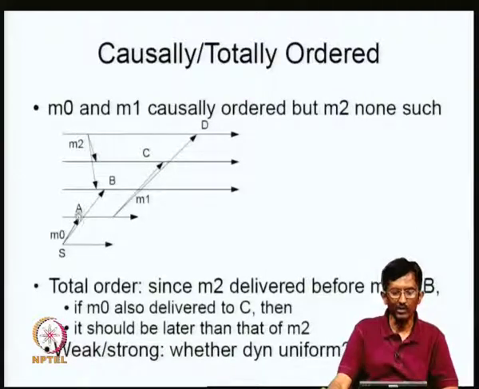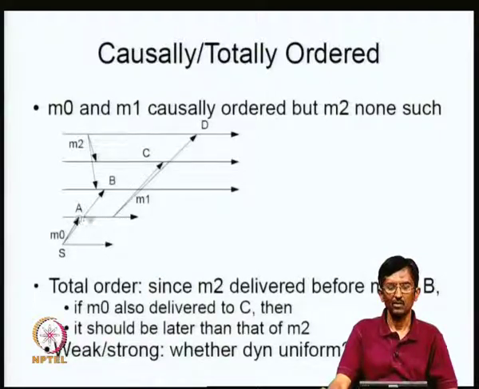For example, here I see this is before this, but here I can't really order this with respect to what is happening at A. And since the event happened here for sending it out, I can't really put M2 in correspondence with respect to whether it is before or after M0. Okay.